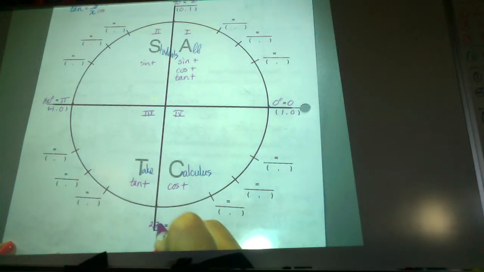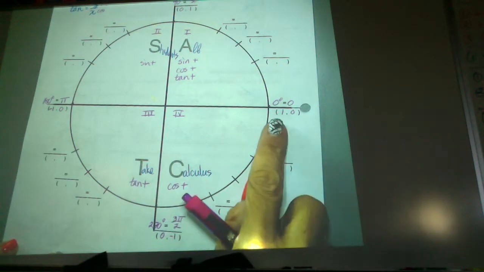So this is 270 degrees. What's the radian measure? 3 pi over 2. And so what's this ordered pair? (0, -1). So the cosine at 270 degrees is 0, and the sine is -1.